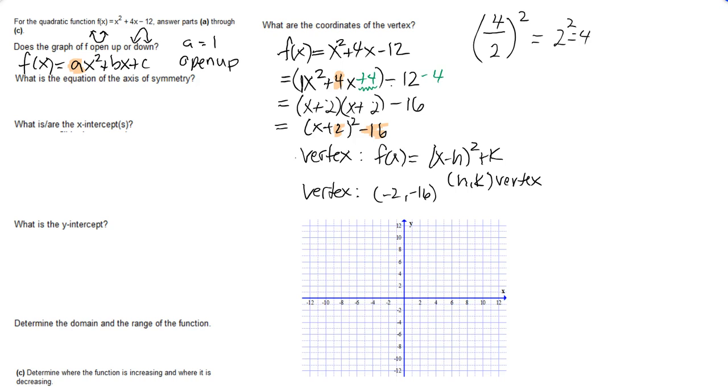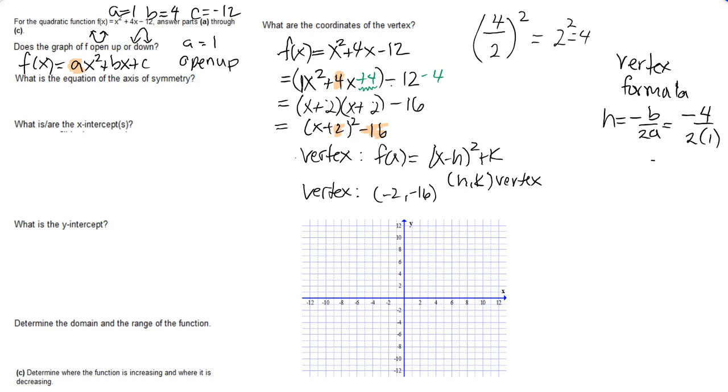So we have the vertex, but I mentioned there was another way to find the vertex. You can use the vertex formula. You can find the value of h, the x-coordinate of the vertex, by this formula, negative b over 2a. For our function, we already mentioned that a is 1, b is attached to the linear term, so b is 4, and c is our constant, which is negative 12. So for us, h is negative 4 over 2 times 1. That's negative 4 over 2, which is negative 2, just like we got over here. So we got the same x-coordinate.